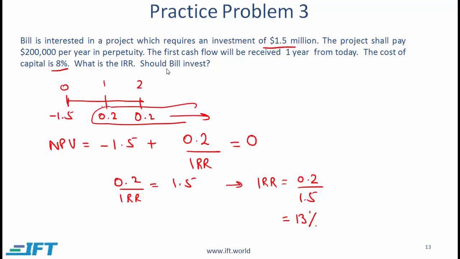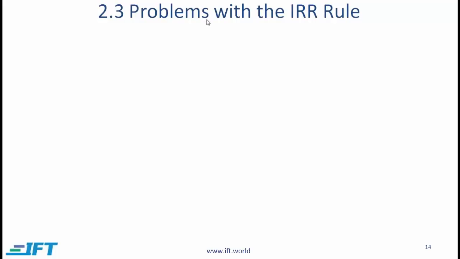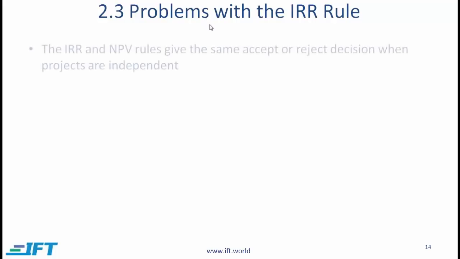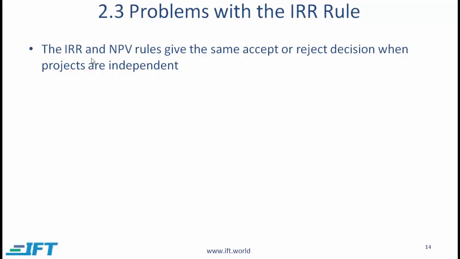The next question is, should Bill invest? And the answer is yes, because the 13% IRR is greater than the 8% cost of capital. Some problems with the IRR rule. The IRR and NPV rules give the same accept or reject decision when projects are independent. So no issues when projects are independent.